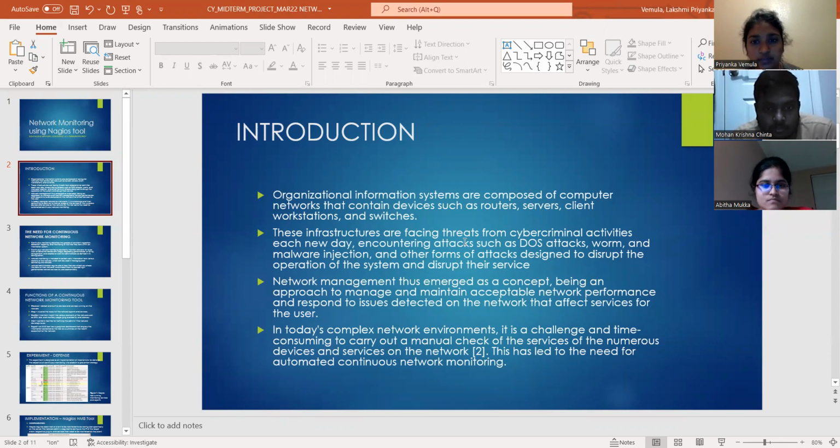Network management thus emerged as a concept, being an approach to manage and maintain acceptable network performance and respond to issues detected on the network which affect services for the users. In today's complex network environments, it became a challenge and time consuming to carry out a manual check of the numerous devices and services on the network. This has led to the need for automated continuous network monitoring.